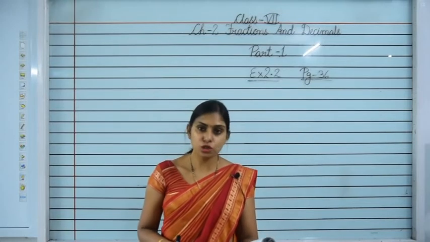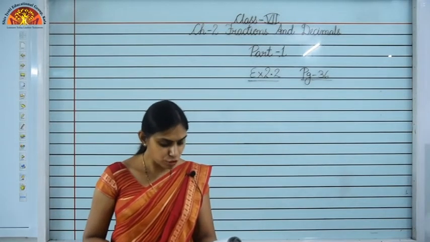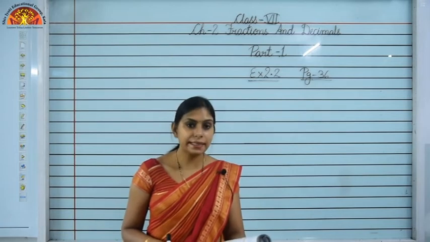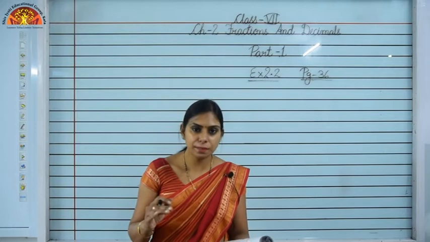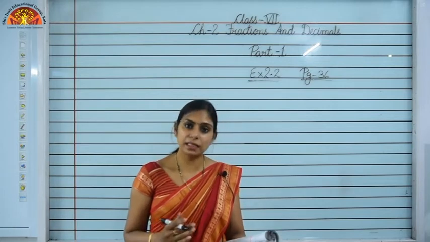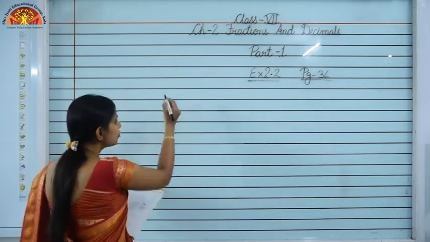Now children, we will do question number 6. Just go through the question, that is multiply and express as a mixed fraction. What you have to do? You have to just multiply and express the answer in a mixed fraction. So just see question number 6.